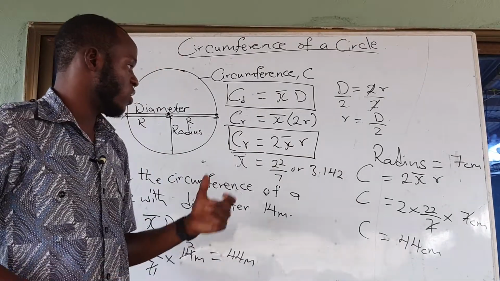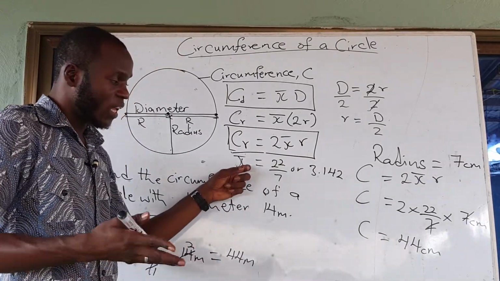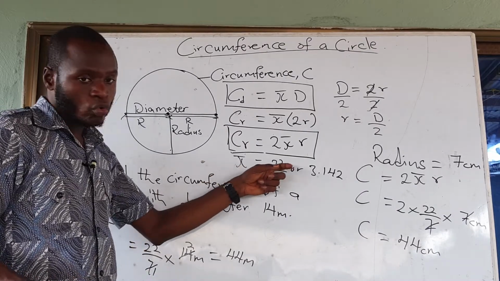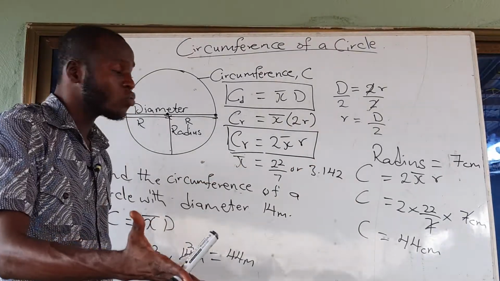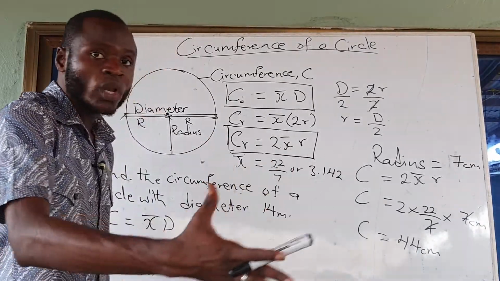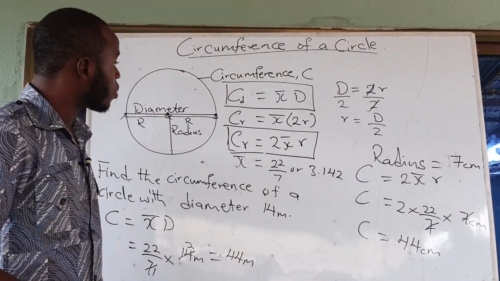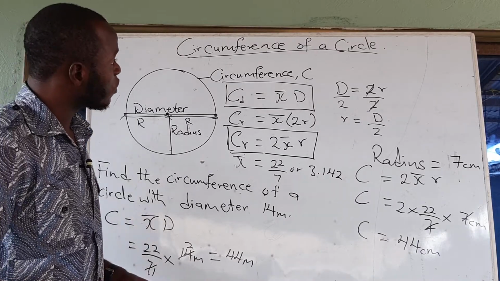And always when a question is given to you, they will state that you should take the pi to be equal to 22 over 7 or 3.142 in decimals. So when it's given in this way, it means you will have to leave your answer in decimals. So that will be the end of the circumference of a circle.